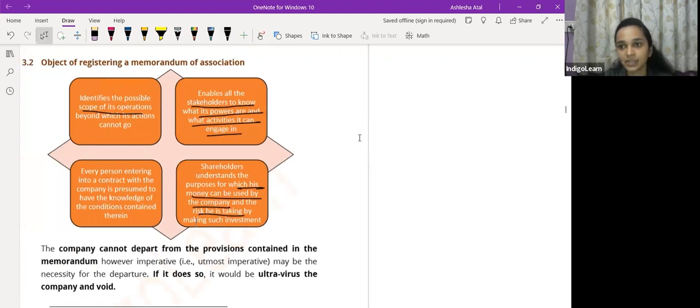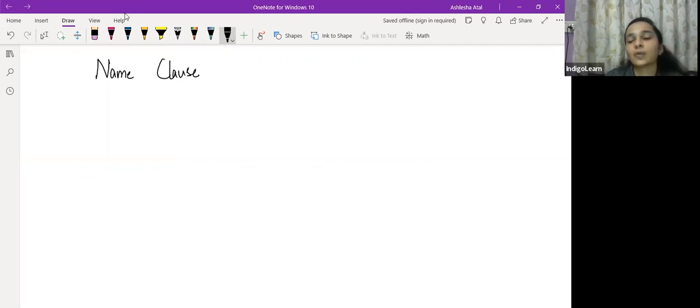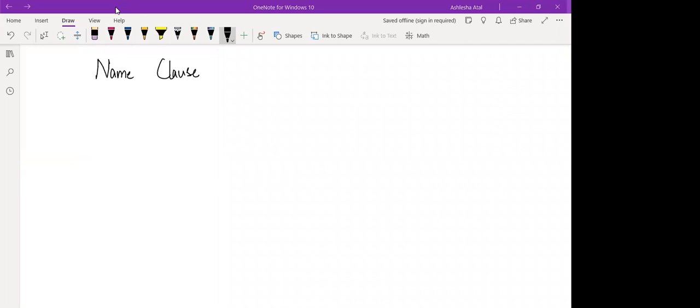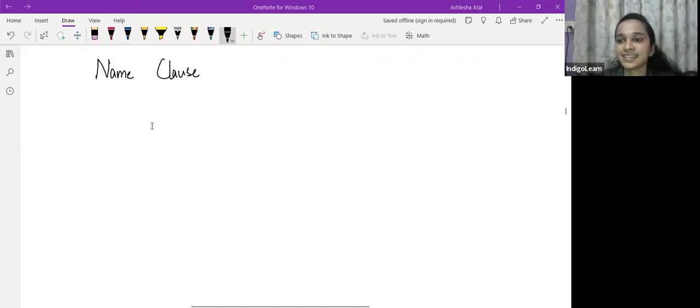So let's now start with the clauses of memorandum. सबसे first clause जो होता है memorandum का वो है name clause. You tell me name clause में क्या क्या लिखा होगा? बहुत simple है ना, name clause is very simple. So you tell me name clause में क्या क्या लिखा होगा? वेरी गुड. हाँ, नेम क्लॉज में नेम ही लिखा होगा, और तो क्या ही लिखा होगा, है ना?